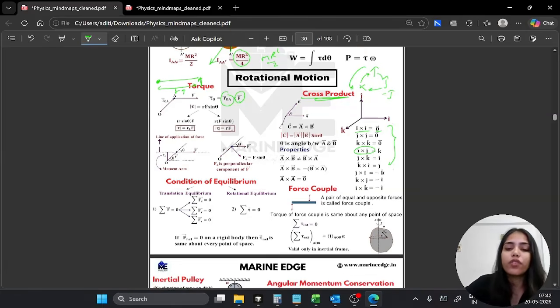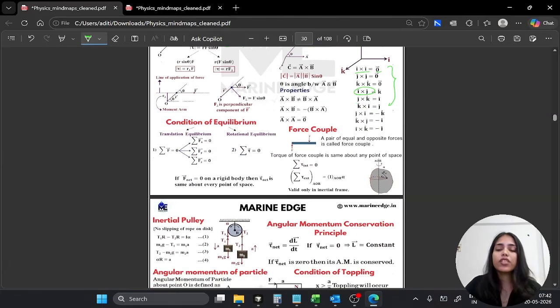Okay, now moving forward, force couple. A pair of equal and opposite forces is called a force couple, right? So if you are applying a force in this direction upward and this direction downward, there will be no net force there, but the torque will be present there.